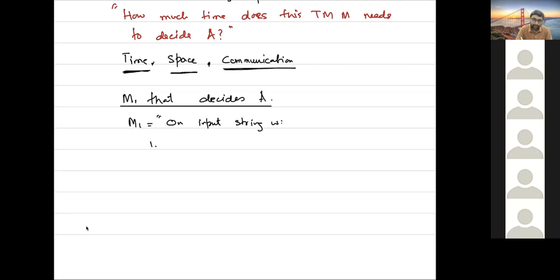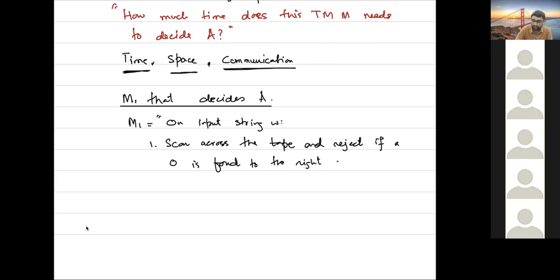It will do one thing. Step number one, scan across. So this is the first step. You would scan the entire string, and if you see that there is a zero found to the right of a one, it means that this string has to be rejected. It doesn't matter if the number of zeros is equal to the number of ones, it has to be rejected. So if it is not the case that all zeros are before all ones, then we can go to the next step and see if it has the same number of zeros.